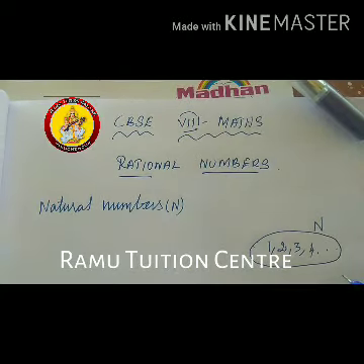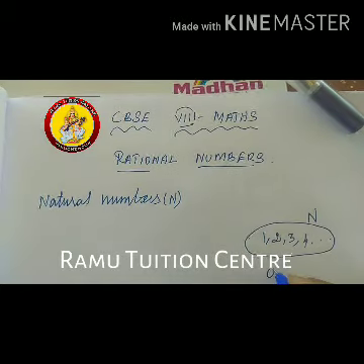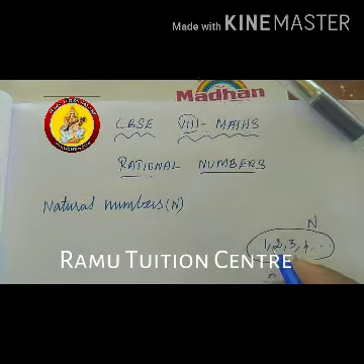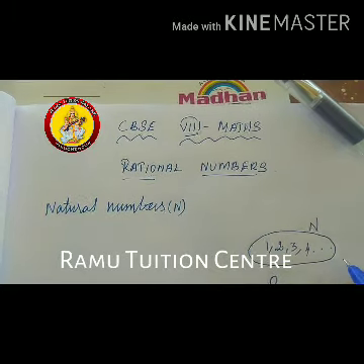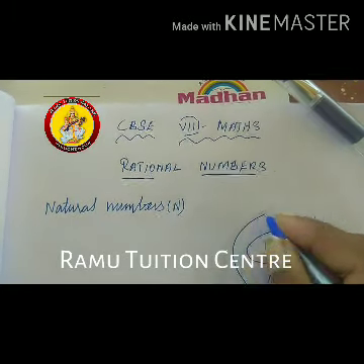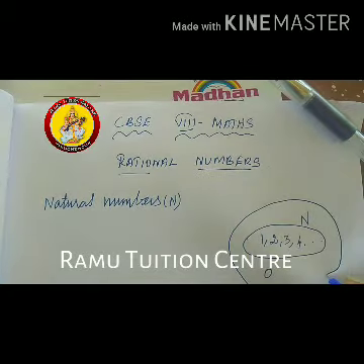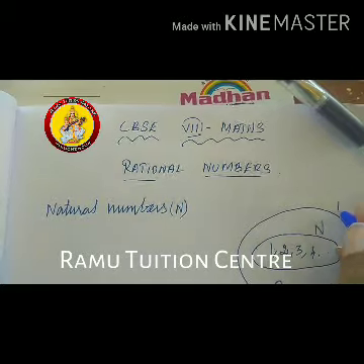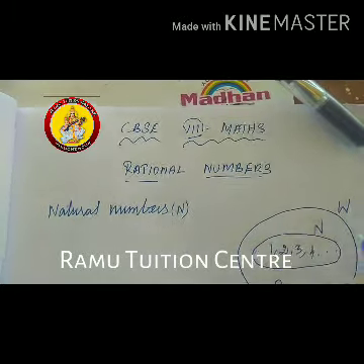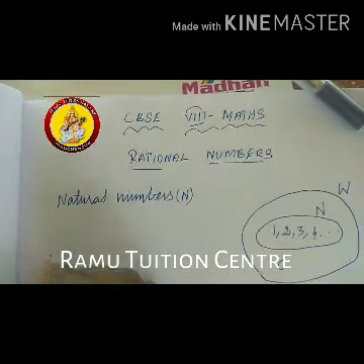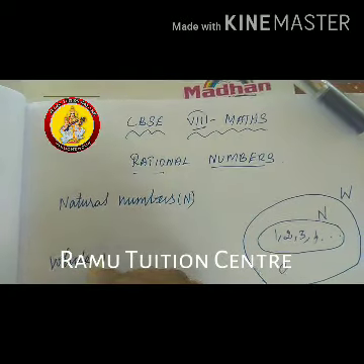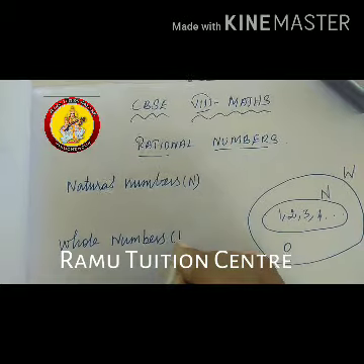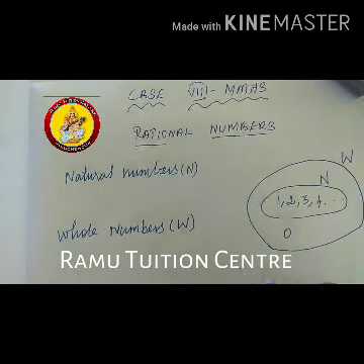Next, we want to include 0. Now, we can read as 0, 1, 2, 3, 4, etc. So, this number system is known as whole numbers, that is, it is denoted by W. Okay, whole numbers.